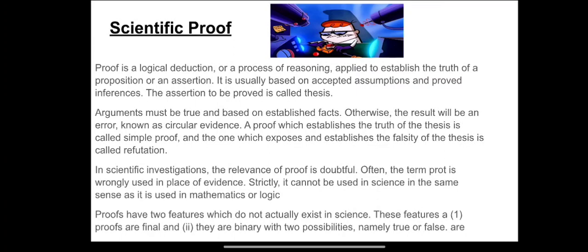Often, the term proof is wrongly used in place of evidence. Strictly, it cannot be used in science in the same sense as it is used in mathematics or logic. Proofs have two features which do not actually exist in science. 1. Proofs are final. 2. They are binary, with two possibilities, namely true or false.